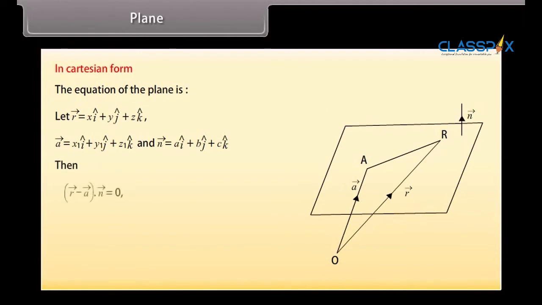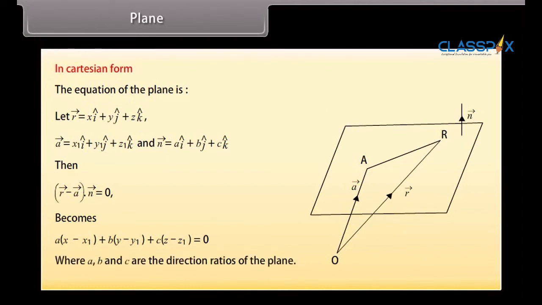Then dot product of vector r minus vector A and vector n equals 0 becomes a into (x minus x1) plus b into (y minus y1) plus c into (z minus z1) equals 0, where a, b and c are the direction ratios of the plane.